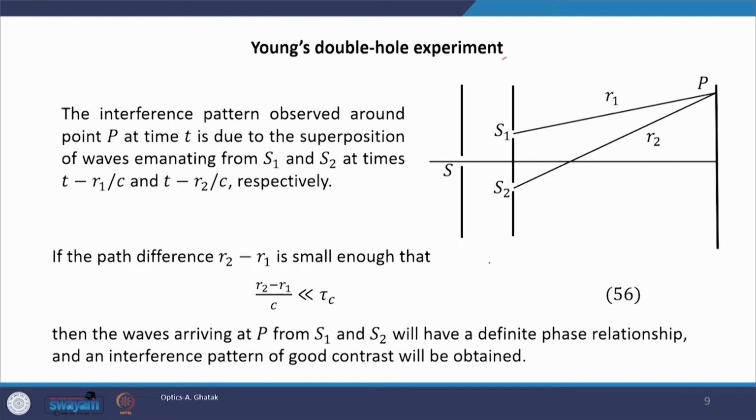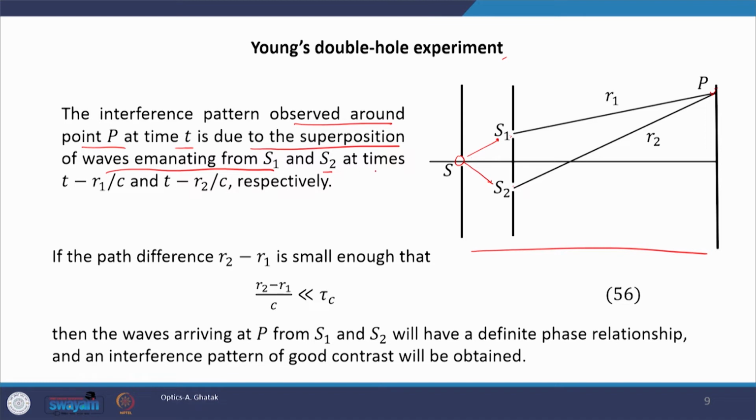Okay. Now, here you see the usual Young's double hole experiment and there is a source S. Out of this source two sources S1 and S2 are generated, and the rays which start from these two point sources S1 and S2 reach point P, which is on the screen, and at P, due to the superposition, we observe some fringe pattern. The distance between S1 and P is R1, while between S2 and P is R2. Okay. Now, the interference pattern observed around point P at time t is due to the superposition of waves emanating from S1 and S2, of course.